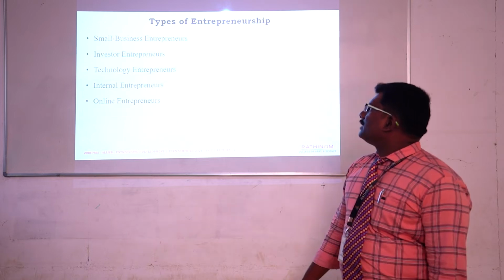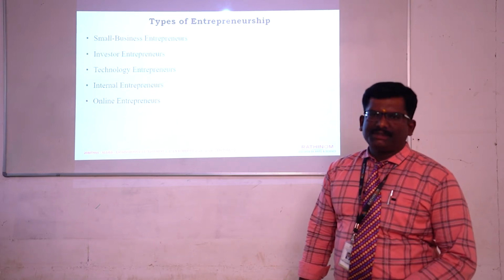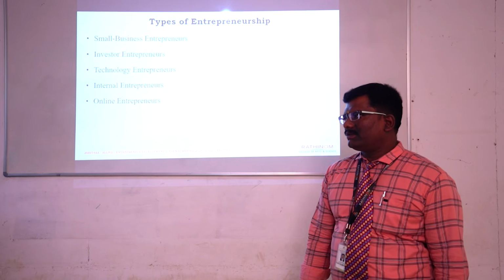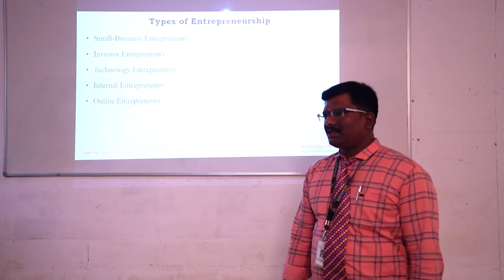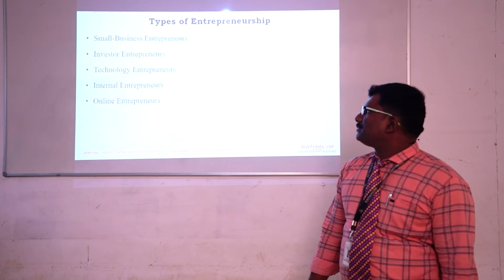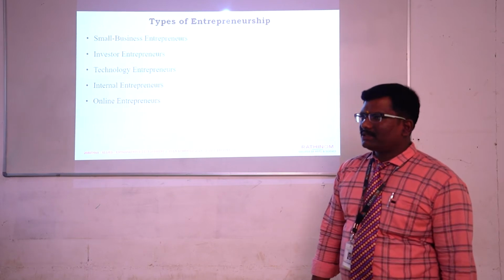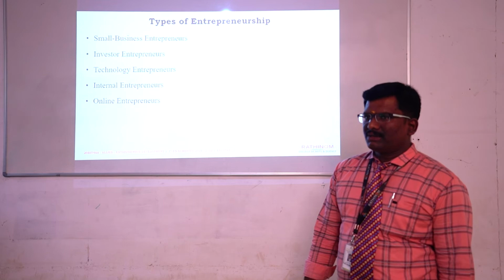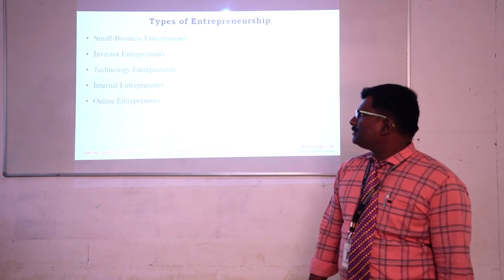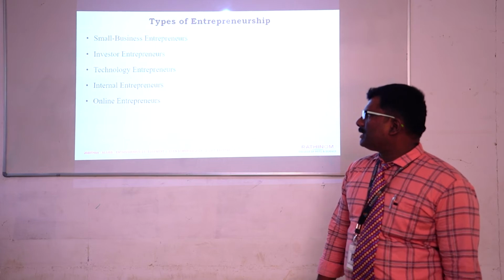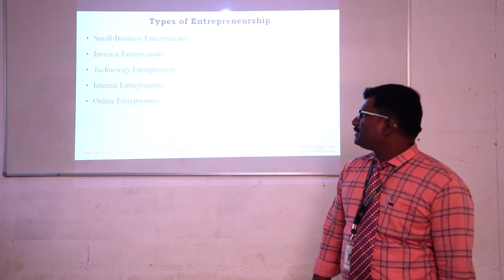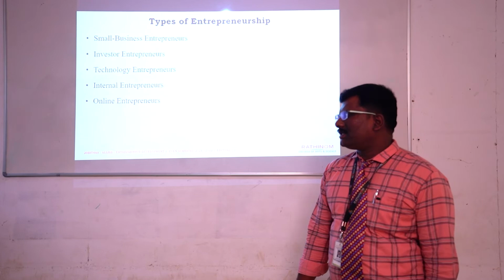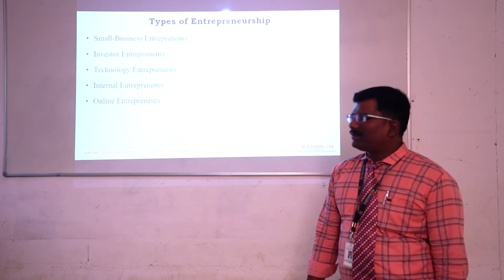So the next, the types of entrepreneurship. We have several types of entrepreneurs available. First, small business entrepreneurship, for example a small shop or a small stationery shop. Investor entrepreneurs means, for example, once a person has some ideas, several companies invest money in those ideas. Then technology entrepreneurs: developing new technology in business. And internal entrepreneurs and online entrepreneurs. Online entrepreneurs are, for example, Flipkart and Amazon, and several others are available.